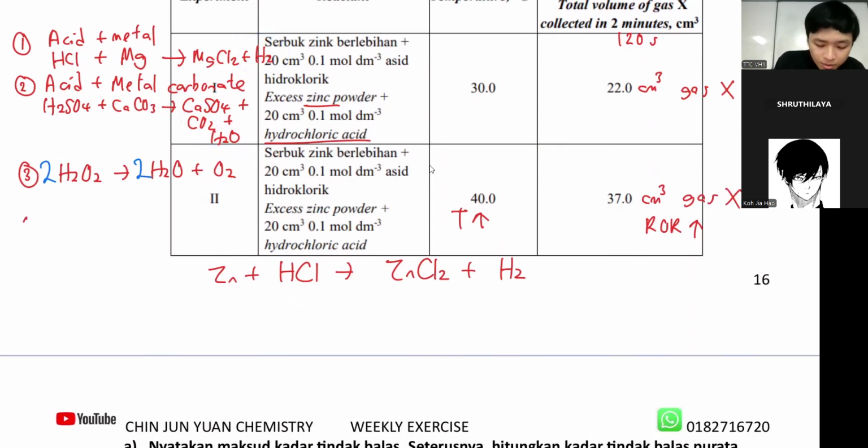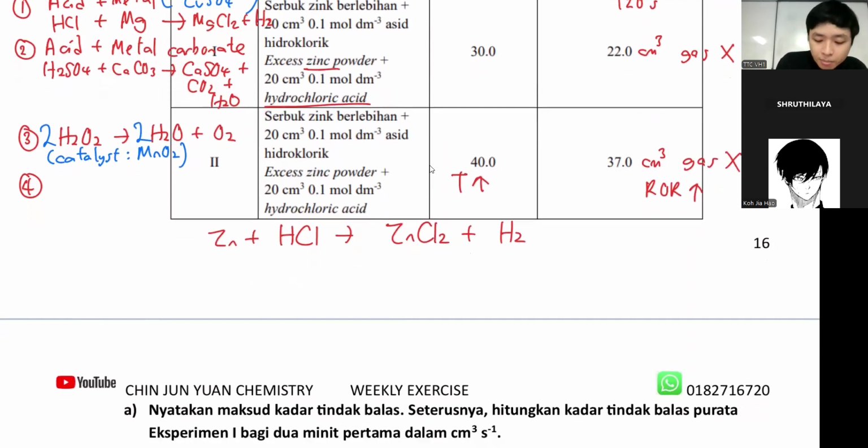Then the fourth one, by the way, I forgot to tell you: if you see anything catalyst, sometimes they won't tell you this is a catalyst. If you see acid plus metal, they'll tell you plus something. That something for acid plus metal, the catalyst is copper(II) sulfate. If it is decomposition of hydrogen peroxide, the catalyst is manganese(IV) oxide.